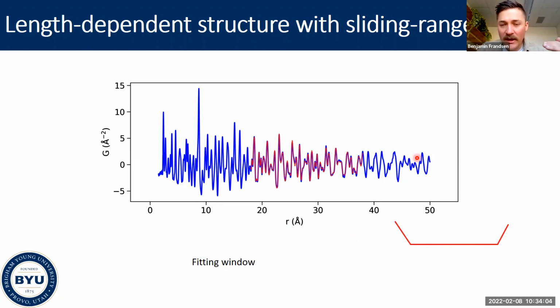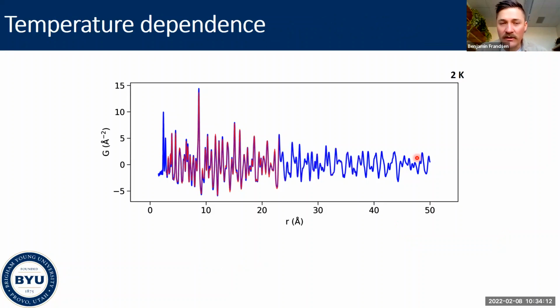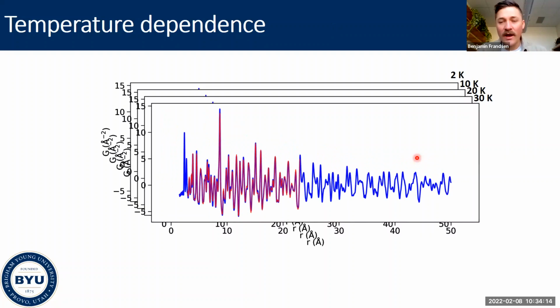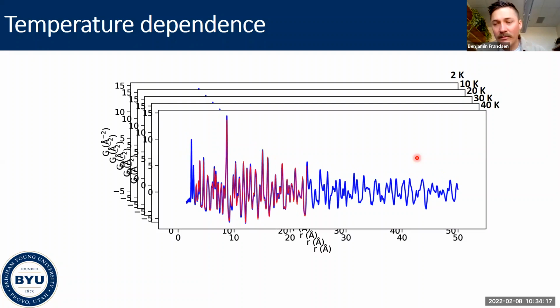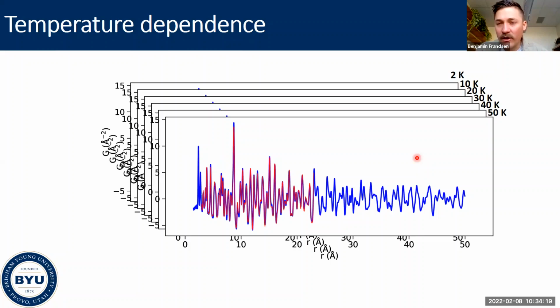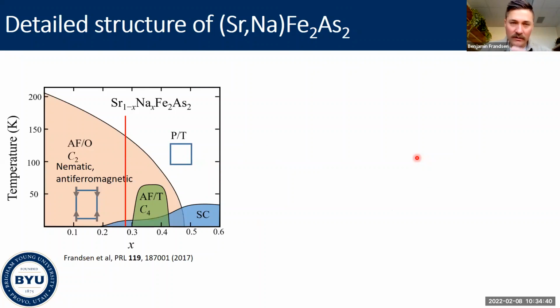Okay, so with the PDF data, we can actually get a length scale dependent picture of the structure of the material. And if we do this at a bunch of different temperatures, 2 Kelvin, 10 Kelvin, and so forth, collect data at a whole bunch of different temperatures, then we can get a very detailed picture of the length scale dependence and the temperature dependence of the structure. And this is exactly what we need to be able to understand nematic fluctuations and when and where they appear and their length scale and all that. Okay, so this is the analysis method we're going to use to learn about these nematic fluctuations in iron-based superconductors.